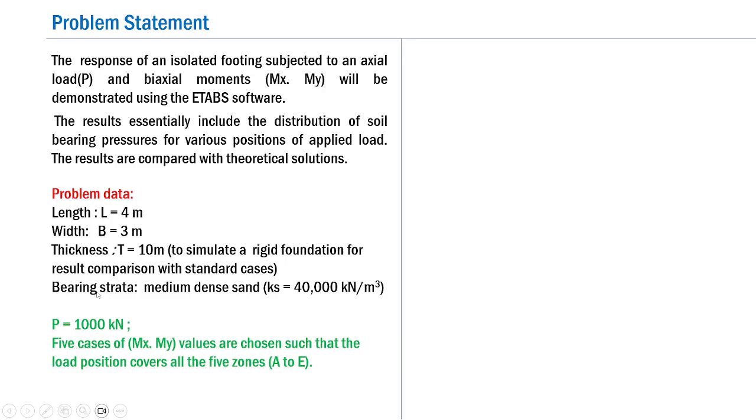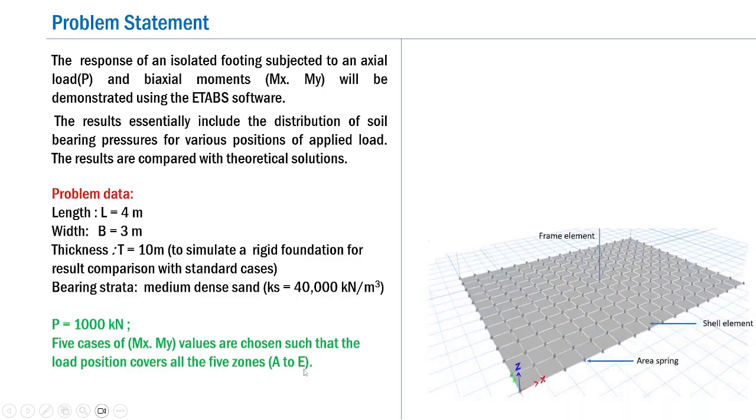So the bearing strata that is assumed for this analysis is a medium dense sand strata with a typical modulus of subgrade reaction Ks value of 40,000 kN per meter cube. So for all the 5 zones A to E that we have considered in the analysis, the axial load P is kept constant equal to 1000 kN, and 5 cases of Mx and My values are chosen such that each load position covers all the 5 zones marked from A to E.